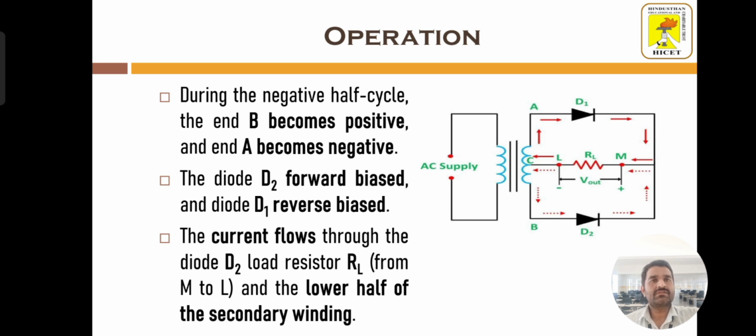And during the negative half cycle, B becomes positive and A becomes negative. The diode D2 will be forward biased and diode D1 will be reverse biased. Now the current flows from B through D2 and RL to C. In this case, the current is flowing only through the second half of the secondary winding.